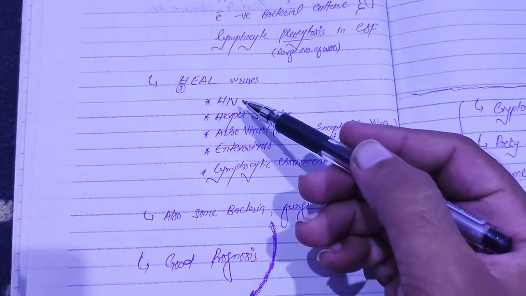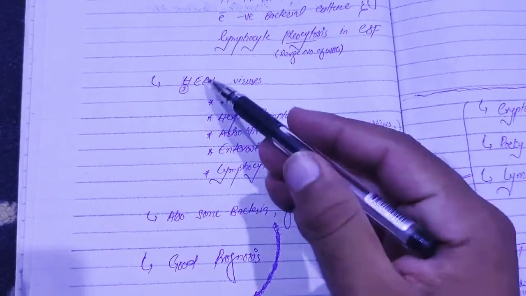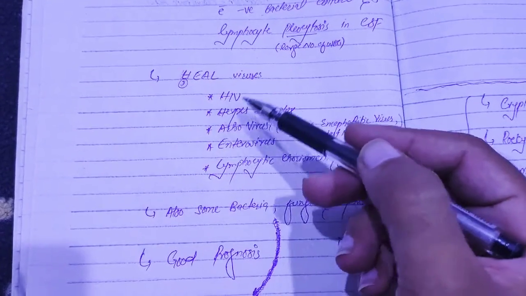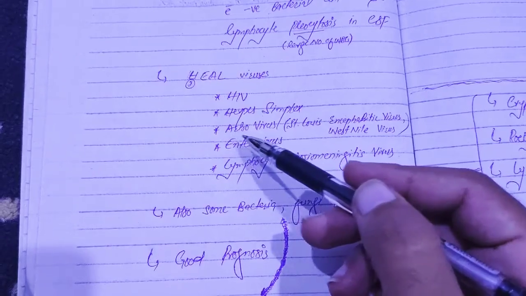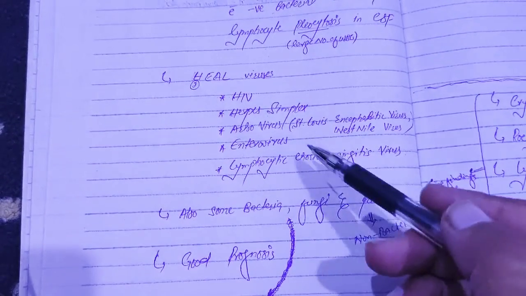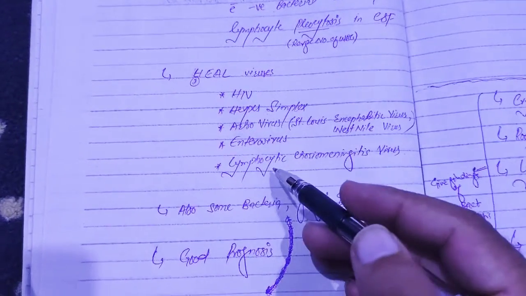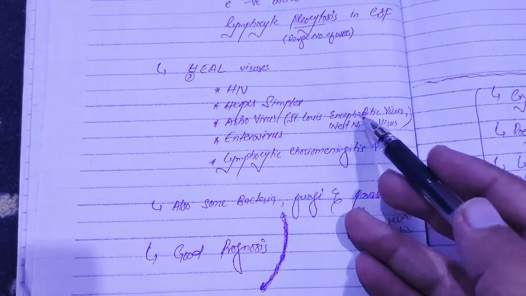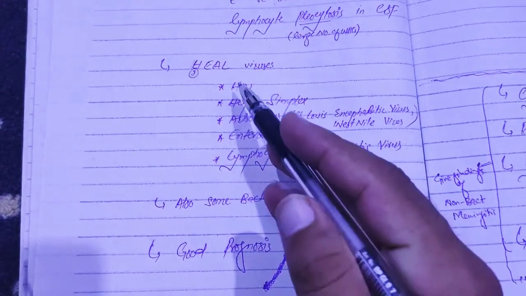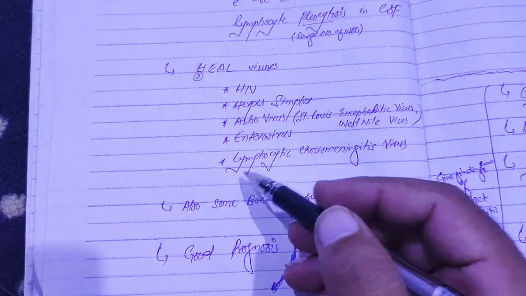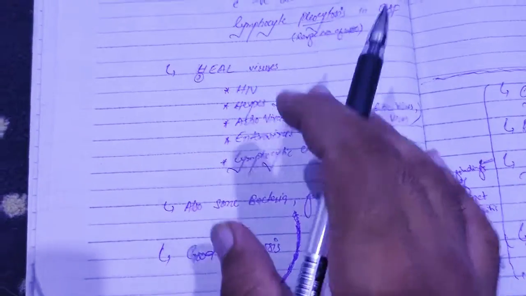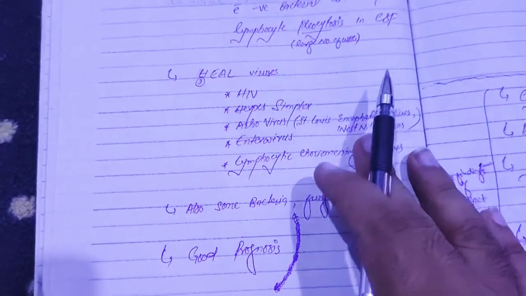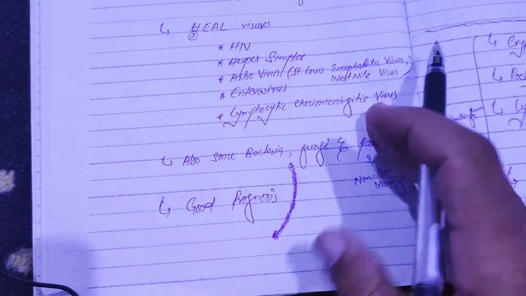In that, first of all, you can remember it by the mnemonic HEAL. So there is HIV, herpes simplex virus, then there is enterovirus, arbovirus, in which you have the West Nile virus and the St. Louis encephalitis virus. Those viruses come in this category, and then your L, that is the lymphocytic choriomeningitis virus. So these are the main viruses that cause meningitis.